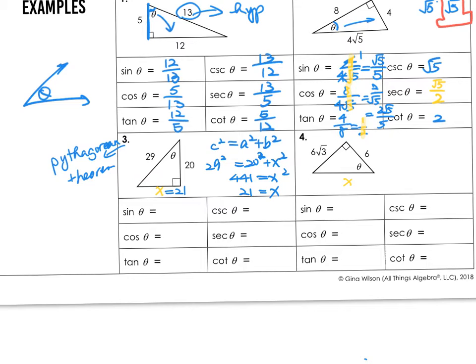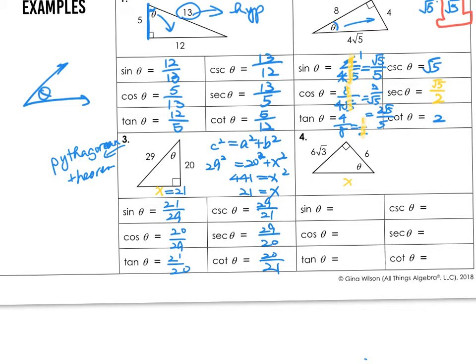Now you can go ahead. Sine is opposite over hypotenuse. Cosine is adjacent over hypotenuse. And tangent is opposite over adjacent. And now all you need to do is flip it to give me the reciprocal. Done. Look how easy that is, right?